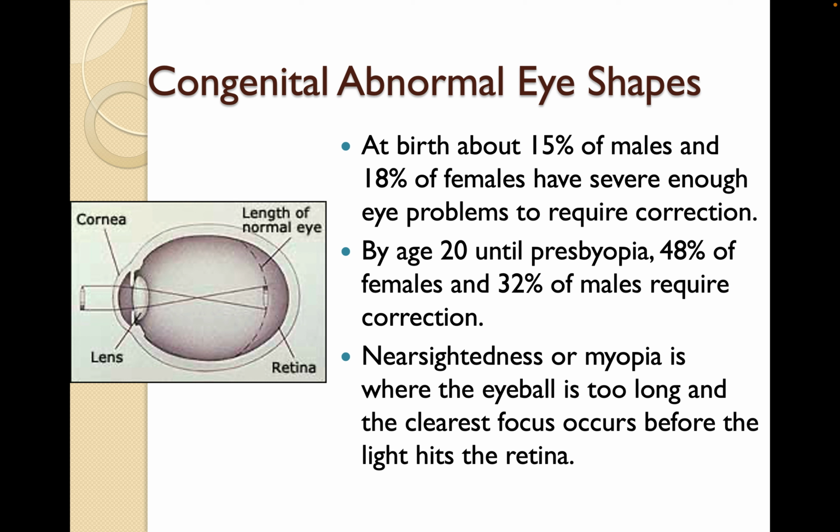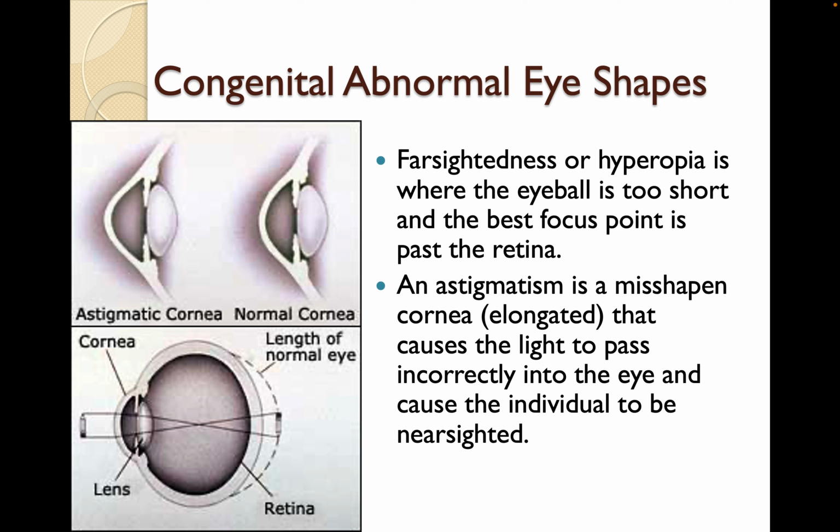Nearsightedness or myopia is where the eyeball is too long and the clearest focus occurs before the light hits the retina. Farsightedness or hyperopia is where the eyeball is too short and the best focus point is past the retina. And astigmatism, this is what my wife has, is a misshapen cornea. It's elongated. That causes the light to pass incorrectly into the eye and cause the individual to be nearsighted.